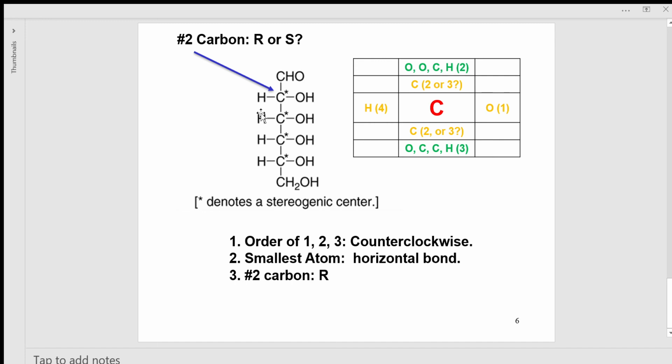But in this carbohydrate molecule, you see this hydrogen. This is number 4, hydrogen. It is at the horizontal position. Horizontal position means it is at the wedge position. If it is at a wedge position, we have to reverse the identity from S to R. So actually, it is counterclockwise, but with number 4 on the wedge position, it is R.